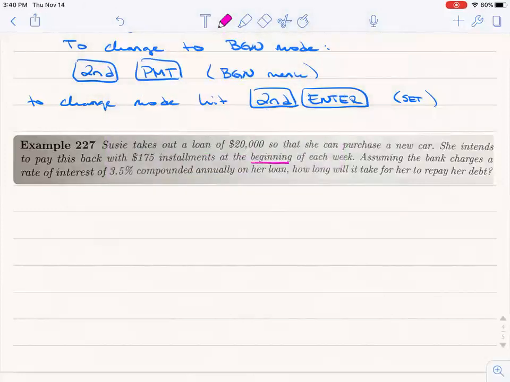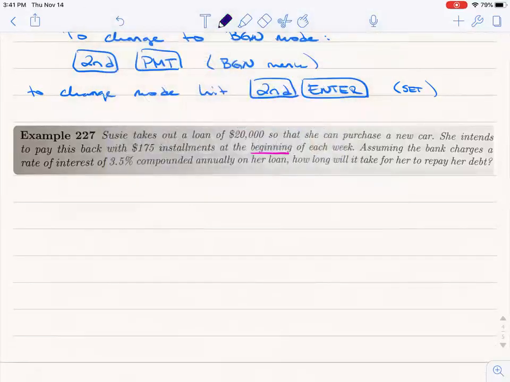One thing about Annuities Due is, unless it explicitly says at the beginning, then it's not going to be an Annuity Due, right? So unless it says at the beginning, starting today, then you can assume it's an ordinary annuity. But if it says beginning or starting today, then you've got an Annuity Due. Assuming the bank charges a rate of interest of 3.5% compounded annually on her loan, how long will it take for her to repay her debt? So instead of calculating a present value or a future value, now we're going to look at calculating N, which is how we get to the length of time.